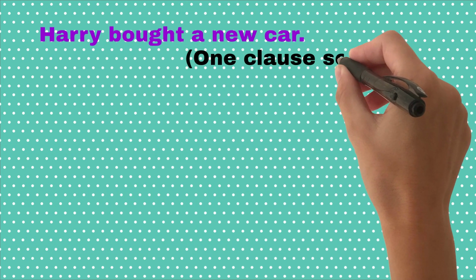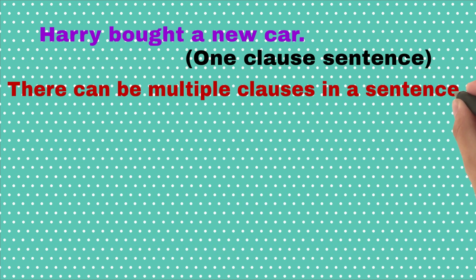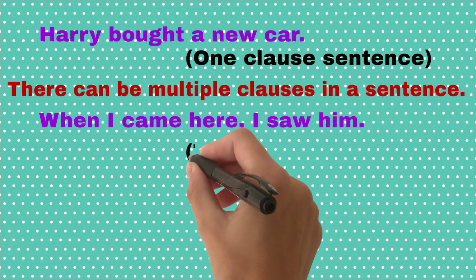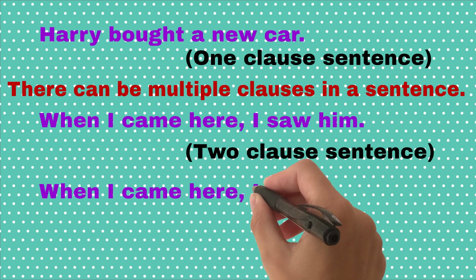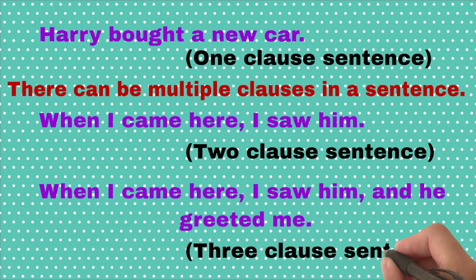For example, Harry bought a new car. It is a one-clause sentence. There can be multiple clauses in a sentence. When I came here, I saw him. It is a two-clause sentence. When I came here, I saw him, and he greeted me. It is a three-clause sentence.